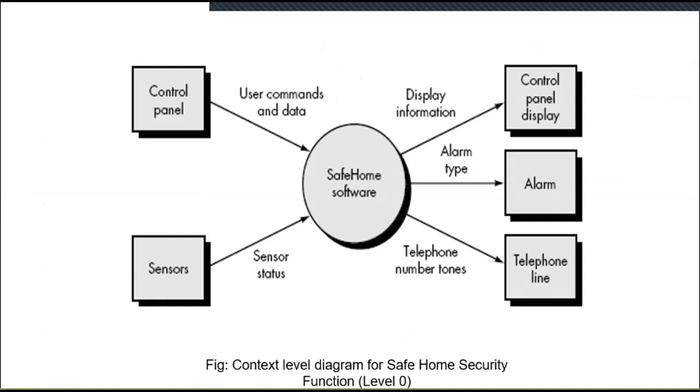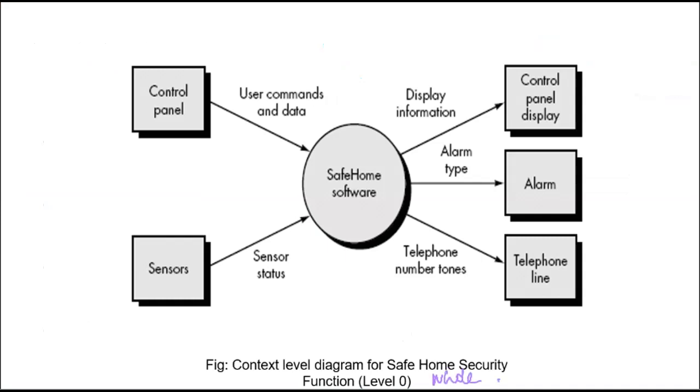Now, this is the context level diagram for the SafeHome security system. We are taking the same example again. This is also called your level 0 DFD. Level 0 DFD represents the system as a whole, as one unit. The control panel and sensors are going to give input to the SafeHome security software, and the output is generated to the control panel display, alarms, and the telephone line.